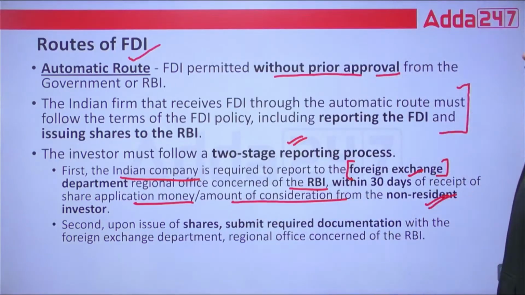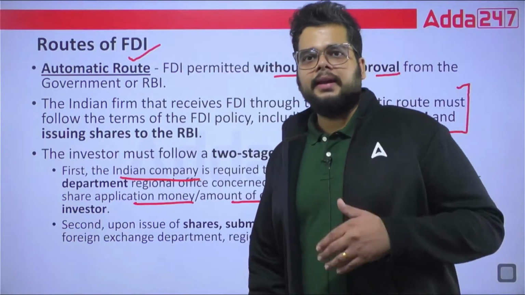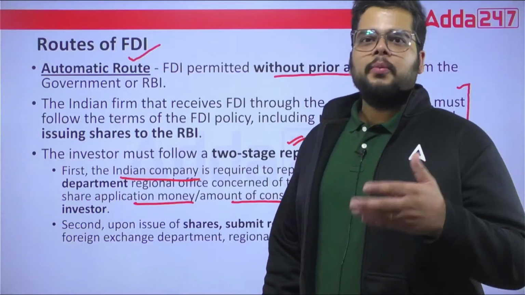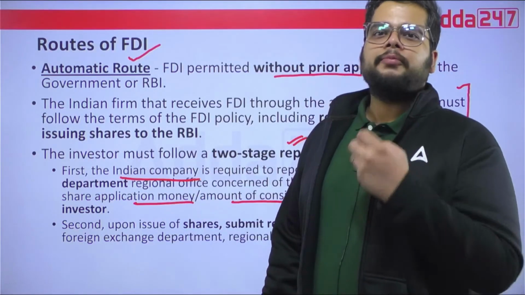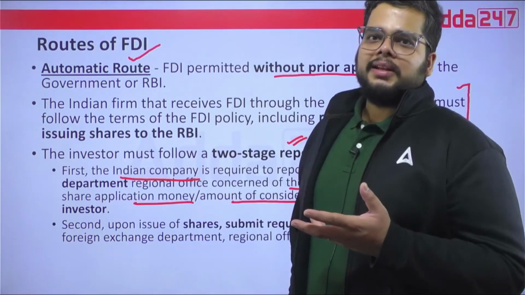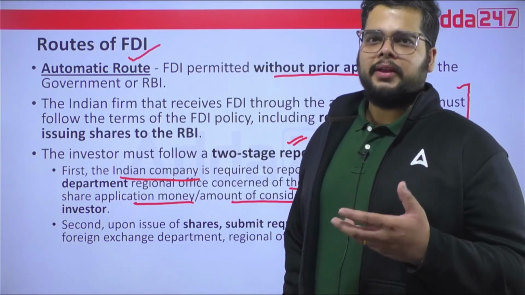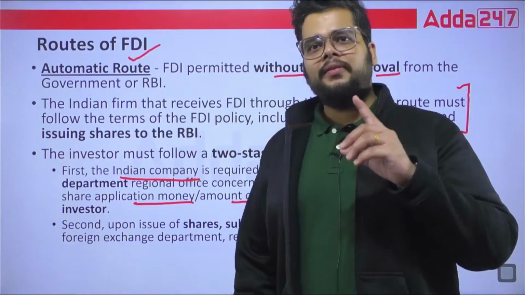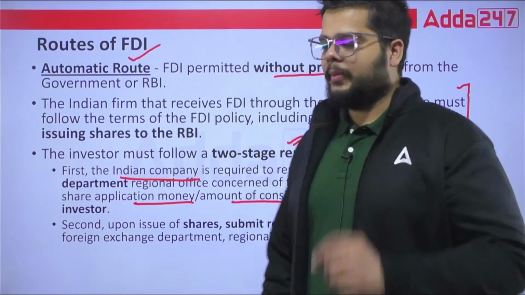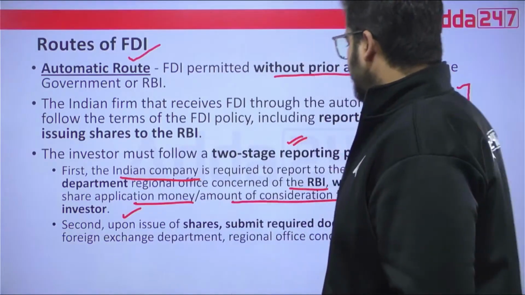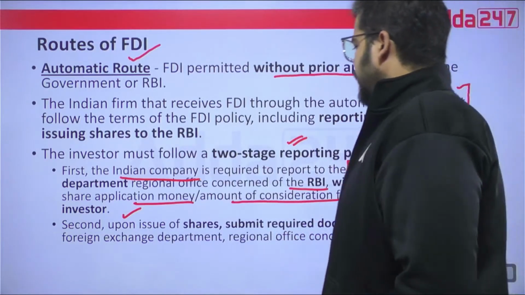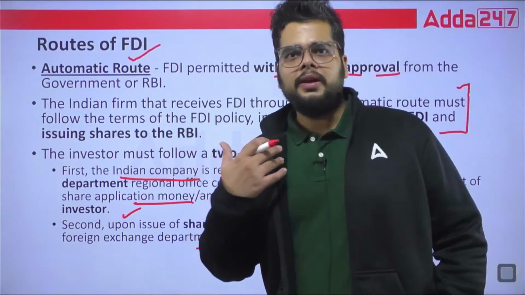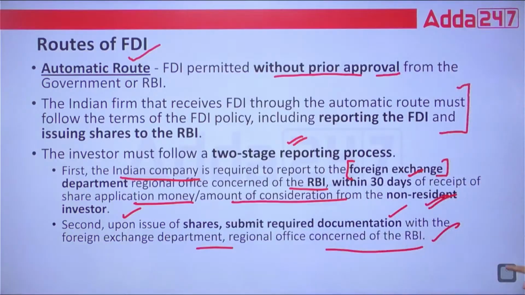the non-resident investor. Fine. So the resident, the Indian person who will be running the business, who is already running the business, will share information about the upfront amount of money which he or she has received from the foreign investor, and the information will be shared with the regional office of the RBI, and specifically which department of the regional office? The Forex department. Second, upon the issue of shares, submit required documentation with the Foreign Exchange Department's regional office concerned of the RBI. Okay, so only reporting is required in the automatic route.